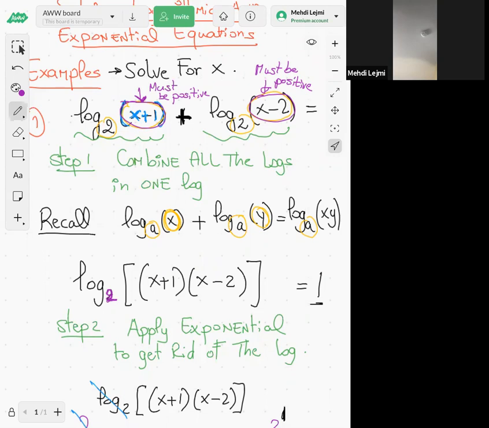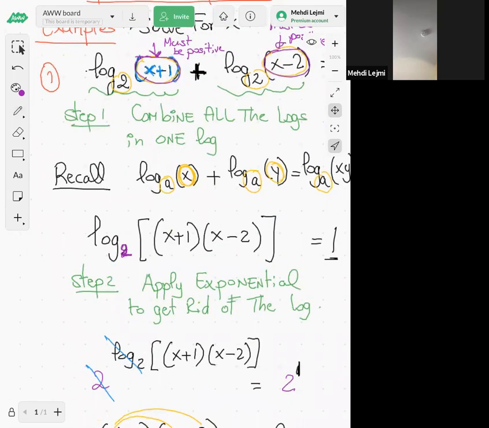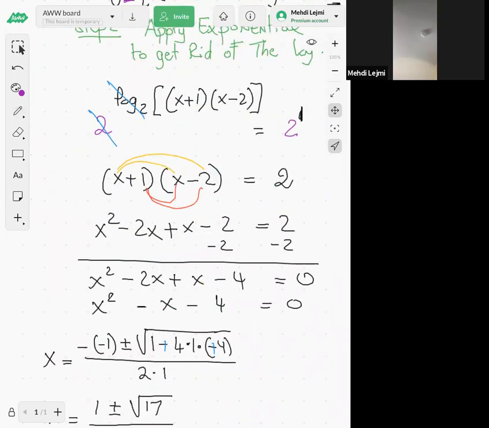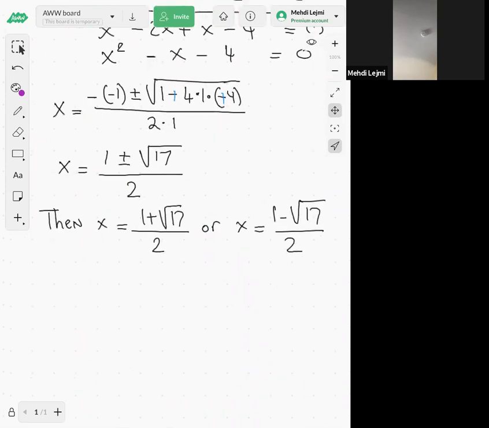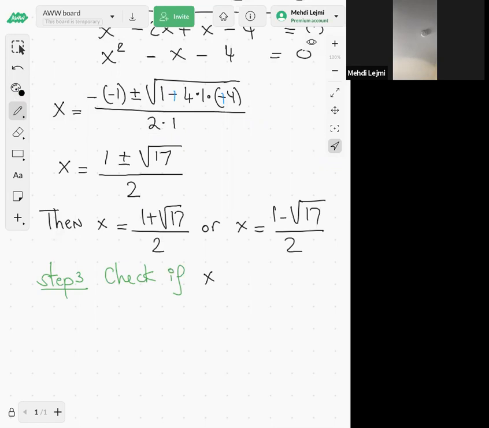So now I got two possible solutions, so I have to check if my x plus 1 and x minus 2 are positive. This is the last step, step 3. So step 3, we have to check if your x plus 1 and x minus 2 are positive.